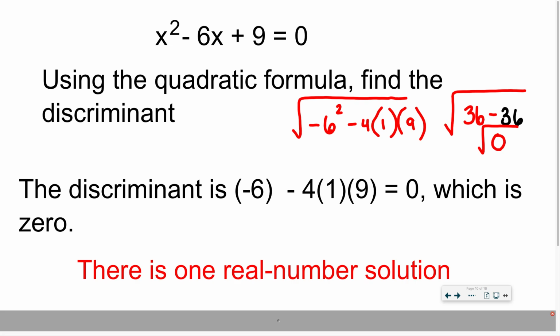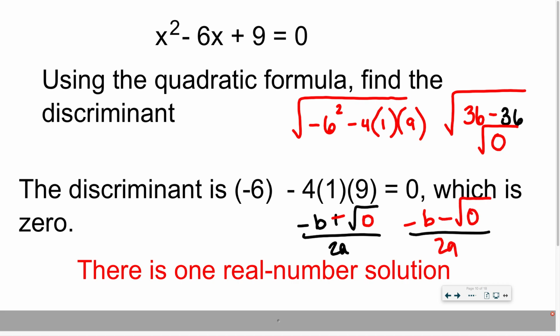And think about what happens if I had negative b plus the square root of 0 or negative b minus the square root of 0. That ends up being the same calculation because the square root of 0 is 0. So that's where these both would be the same number after I calculate. My quadratic would have one answer. You'll see examples of that.